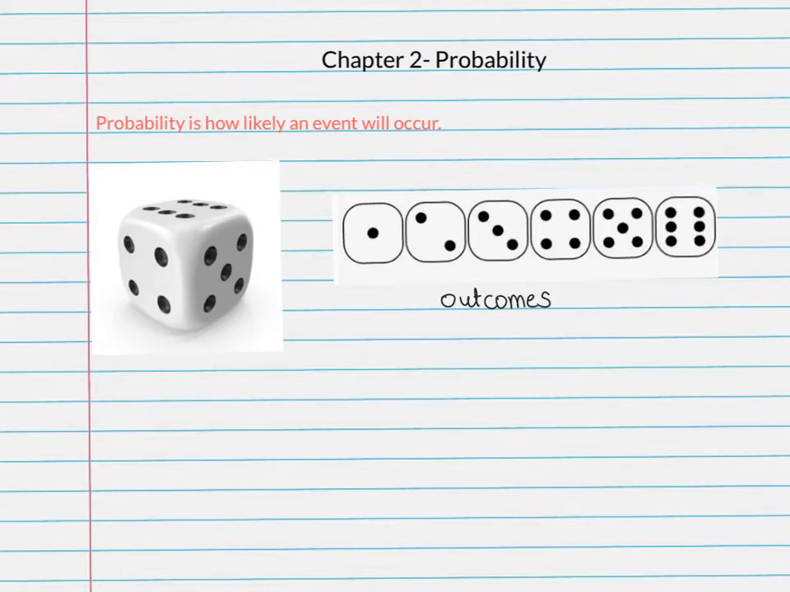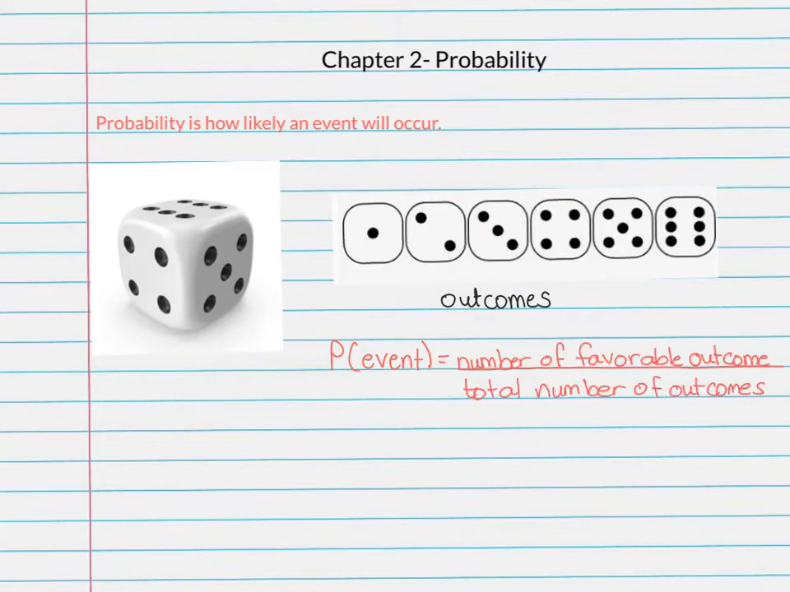Now for the most important part of this lesson, how to calculate probability. We understood the definition, we understood outcomes and an event. Now how to find the probability of any event. To find the probability of an event, you symbolize it by capital P, you put parentheses, and then you put the event in between. It is equal to the number of favorable outcomes, and I'll explain it, divided by the total number of outcomes. Let's take an example.